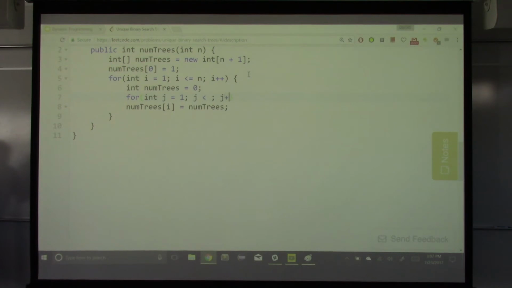What is the range for j? So j is basically the root now. For j equals 1, I'll be calculating how many trees I have with root 1, less than i, minus 1, i minus 1.